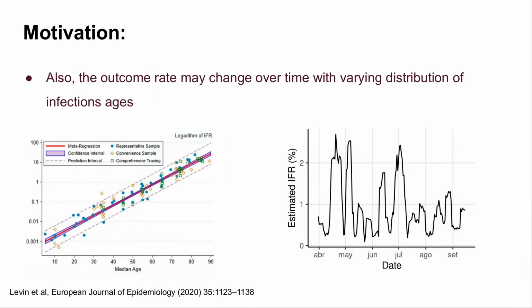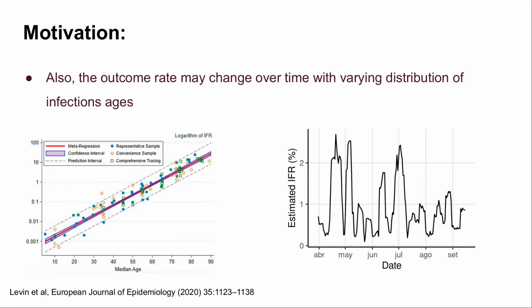Another issue that may particularly affect small epidemics is that the outcome rates may change in time as the epidemic changes. One relevant cause of this is that the age distribution of infected individuals may change in the course of the epidemic, and the outcome rates depend strongly on age.